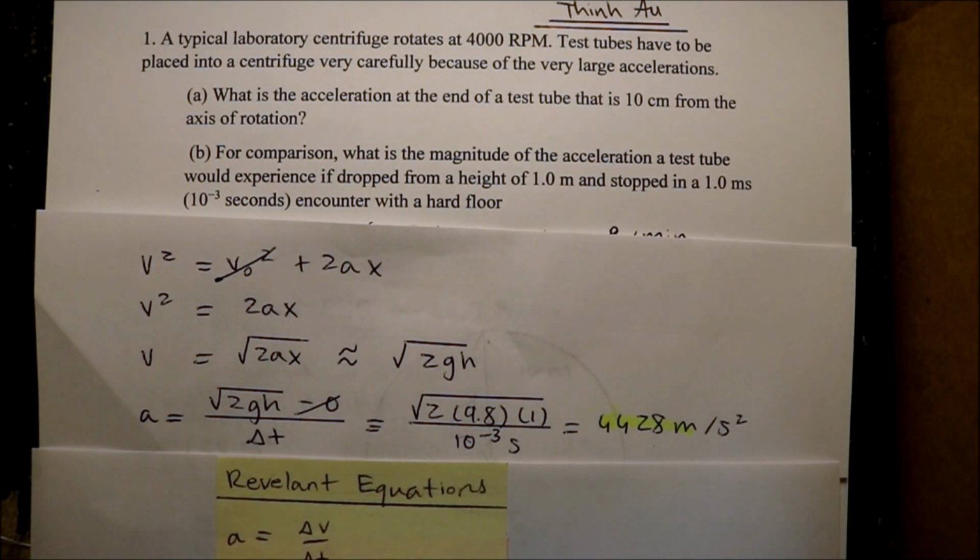So we have the square root of 2 times 9.8 times 1, divided by 10 to the negative 3 power. When you plug everything into the calculator, you get 4,422 meters per second squared. And again, since the question only requires 2 significant figures, you can write your answer as 4,400 meters per second squared. Either one is fine.